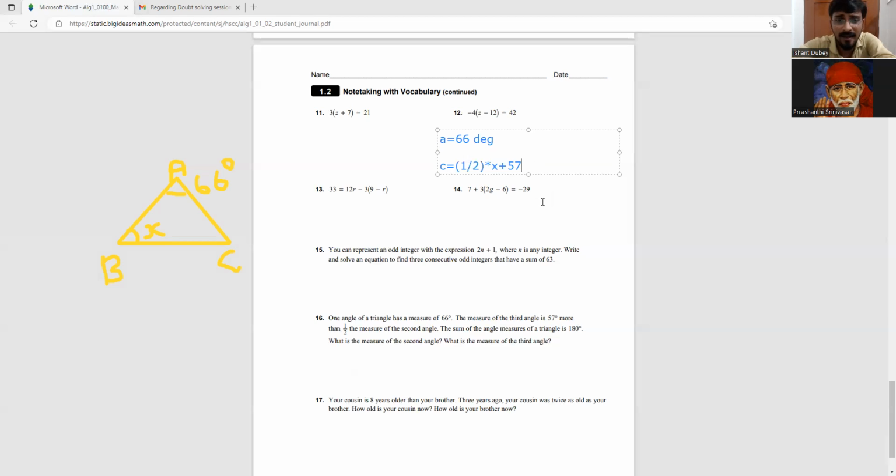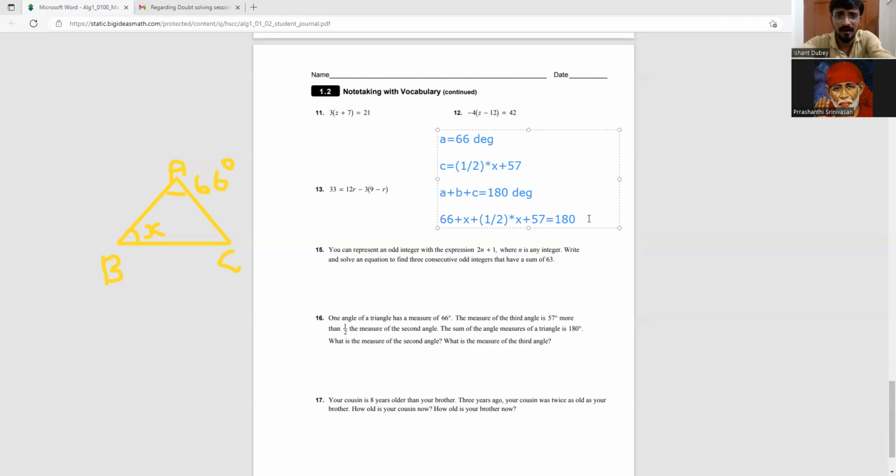One more thing they are giving: the sum of the angle measures of a triangle is 180. All three angles sum to 180. So angle A plus angle B plus angle C equals 180 degrees. We know A is 66, plus B is X, plus C is half into X plus 57. Let me copy it. So C is like this.